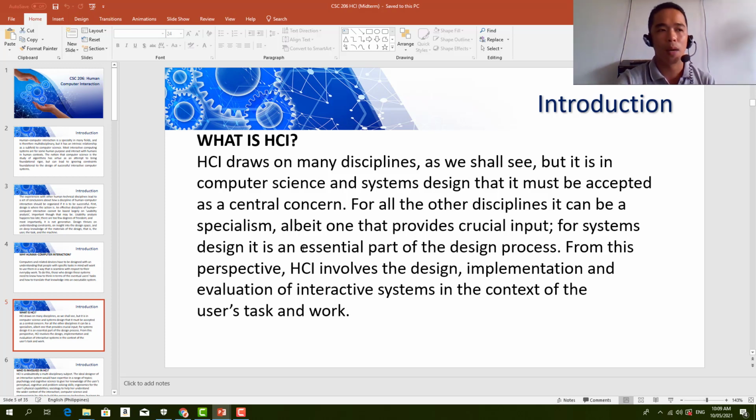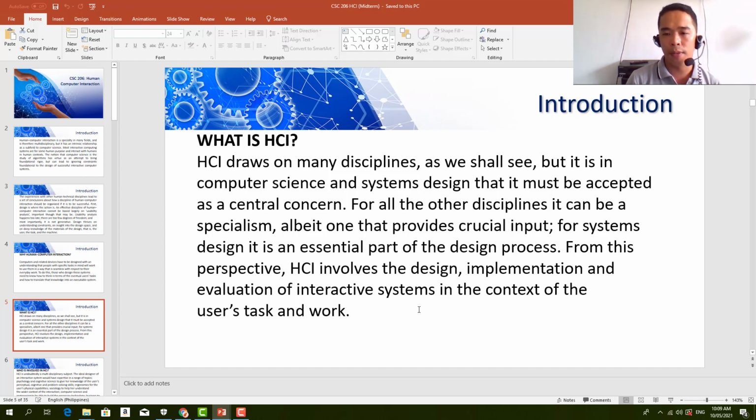So usually in our IT field, this is where it is used, because our systems are useless if the functionality is there but the user interface is not improved. Nobody will use it, so it is useless. For all the other disciplines, it can be a specialism.